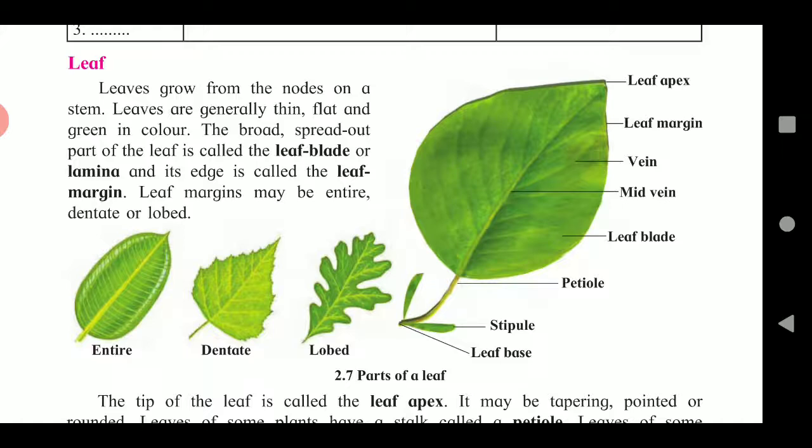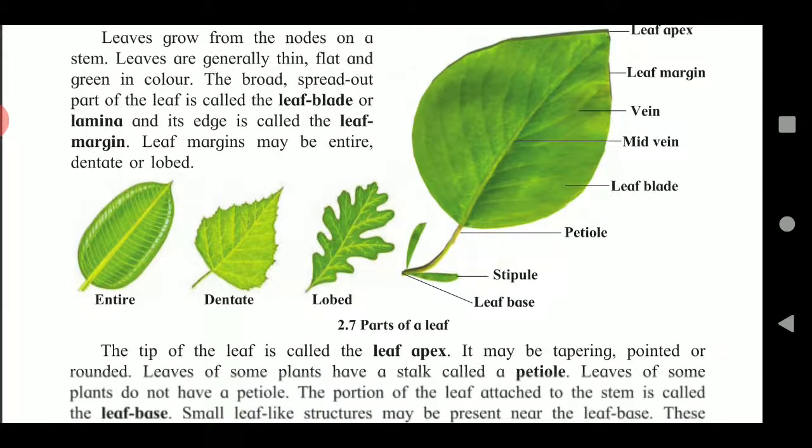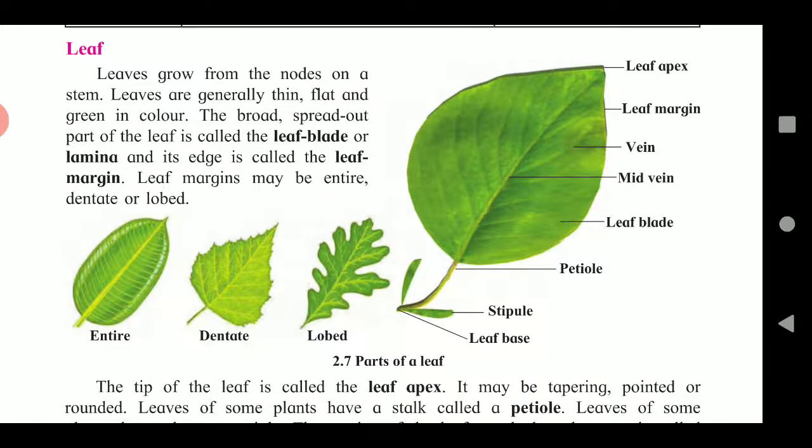Students, observe the figure 2.7 carefully. Leaf blade or lamina. The broad, spread out part of the leaf is called leaf blade or lamina. Leaf margin. It is the edge of the leaf. Edge means what? Panachi kada. It is the edge of the leaf.